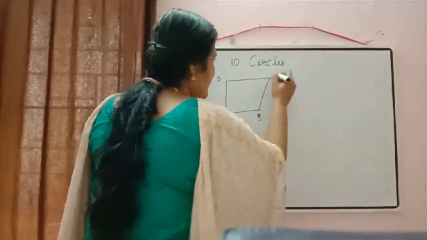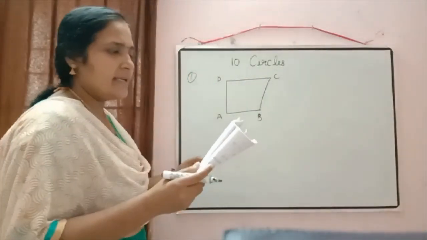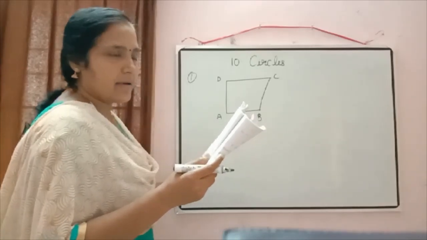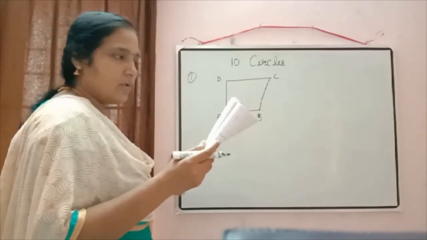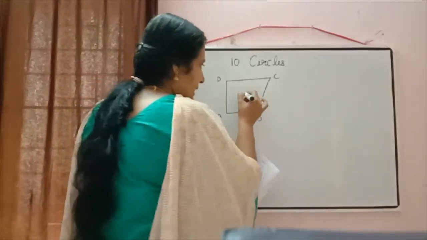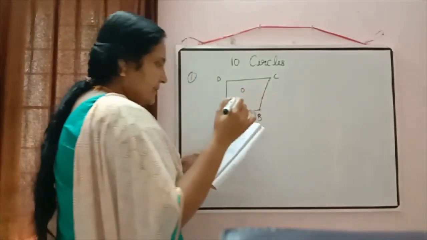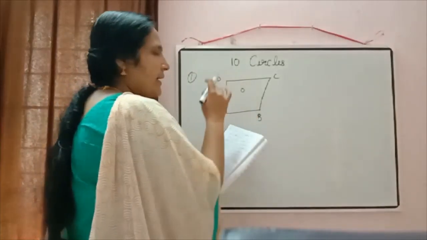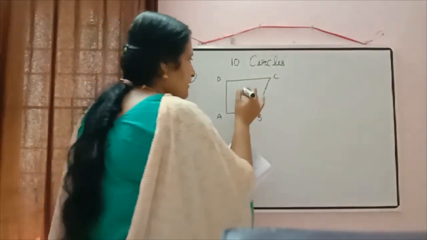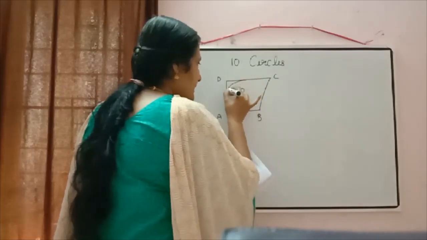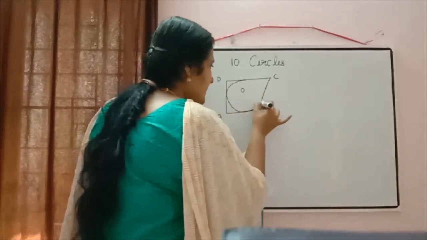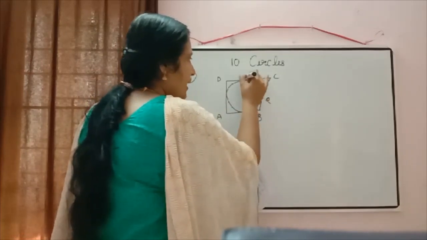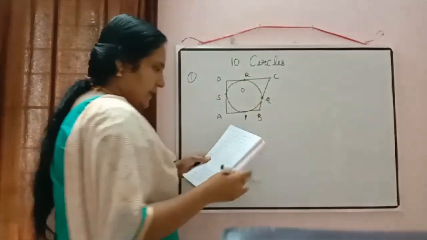So A, B, C, D are marked here, and then it is written: a circle O, R, means a circle with center O and radius R, touches the sides AB, BC, CD and DA at P, Q, R and S respectively.